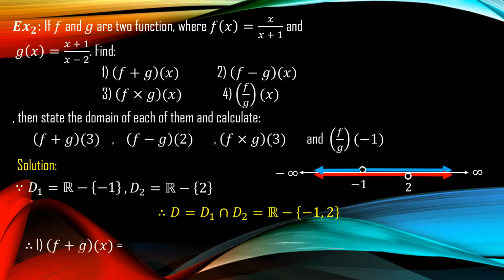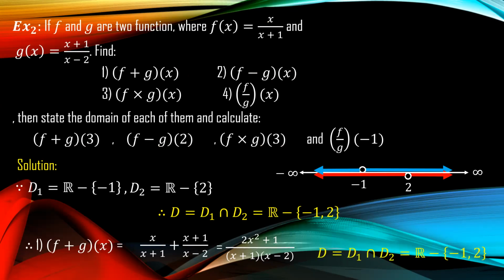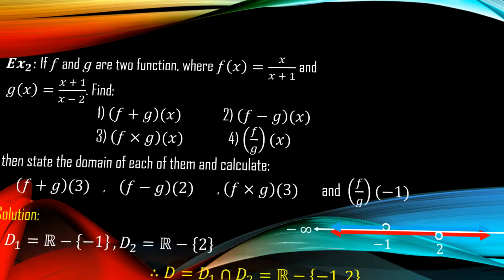To find f plus g of x, it equals x over x plus 1 plus x plus 1 over x minus 2. We can unify the denominators to become x plus 1 times x minus 2. And the simplest form of the numerator is 2x power 2 plus 1. The domain of this function is r minus the set of negative 1 and 2.